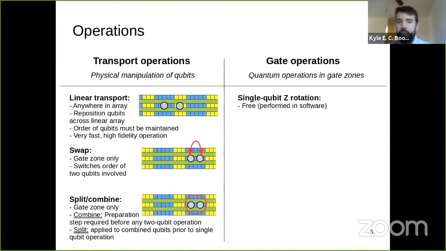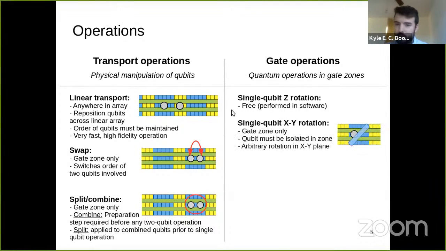In terms of gate operations, we have a single qubit Z rotation that can be performed for free in software. We have single qubit XY rotations. These must be performed in gate zones. And a unique characteristic is that the qubit involved actually has to be isolated in the gate zone to perform this gate. And these can achieve arbitrary rotations in the XY plane. We're going to use this blue slash to illustrate these particular gates.